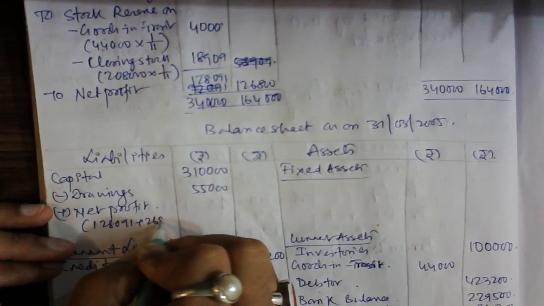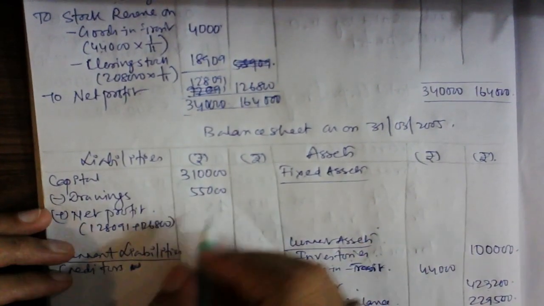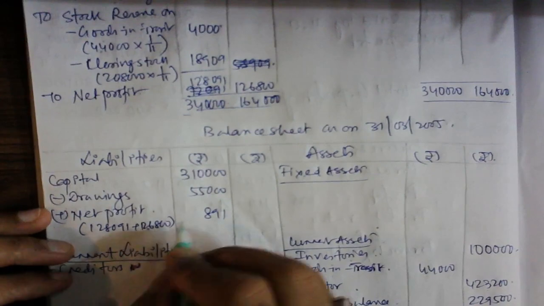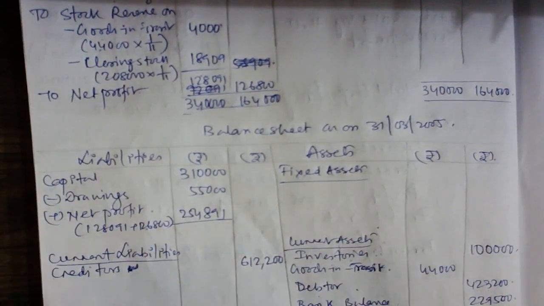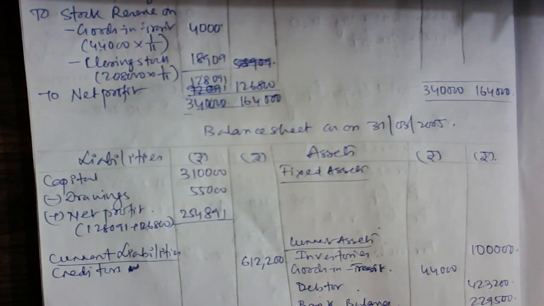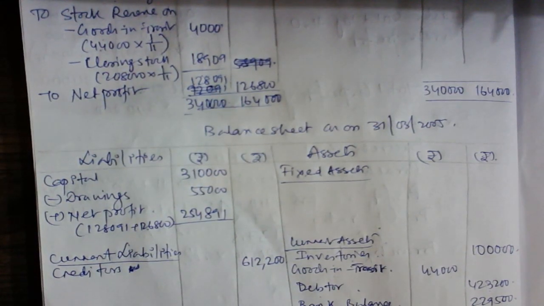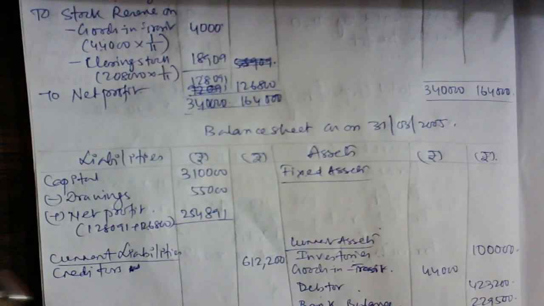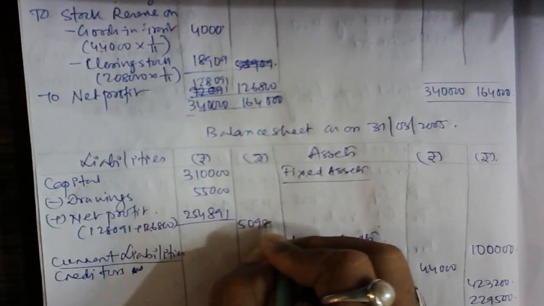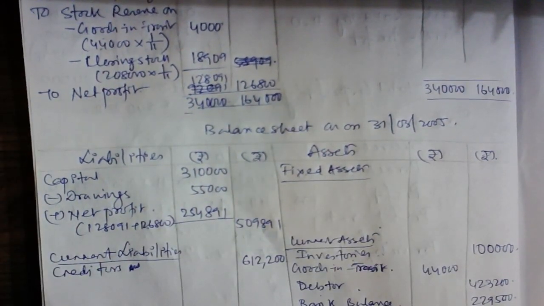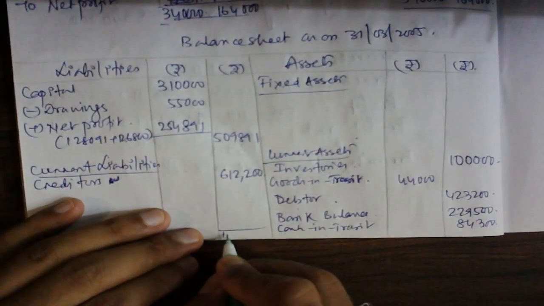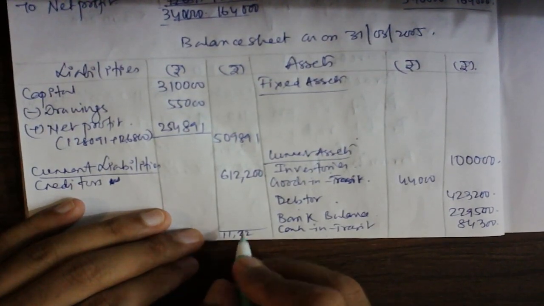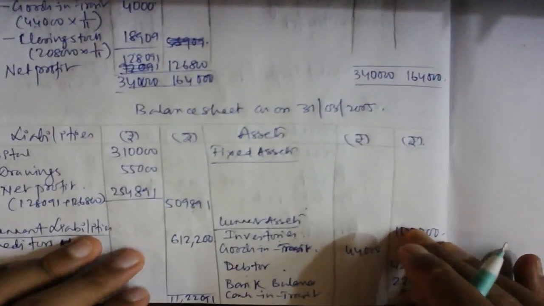128,091, 126,800. So I am getting a value of 254,891. ठीक है, प्लस माइनस करके देखते कितना आता है. 3,10,000 माइनस 55,000 प्लस 254,891, तो मेरा आ रहा है 509,891. ठीक है, प्लस 612,200. So it is coming 11,22,091. ठीक है, अच्छा this is what we have completed.